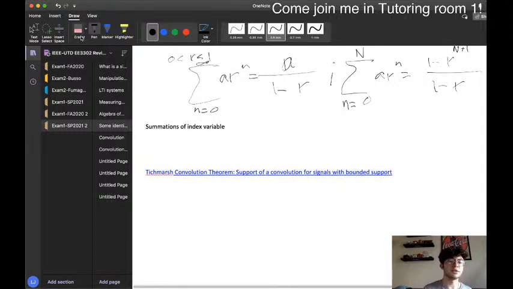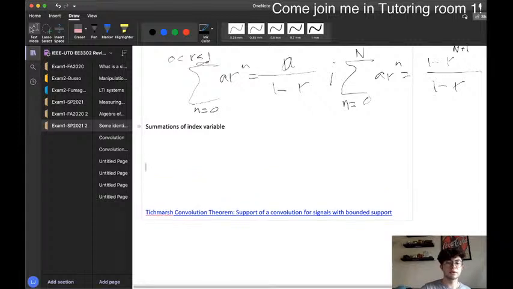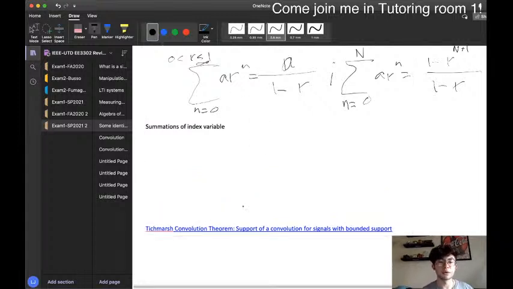Also, there are some other identities that are useful for similar calculations for discrete time, energy, and power. If we sum our index variable, so if we just sum n, wait, this is not for infinity terms. This is, say, big N terms, big N number of terms. Then this is going to be N times N plus 1 over 2.